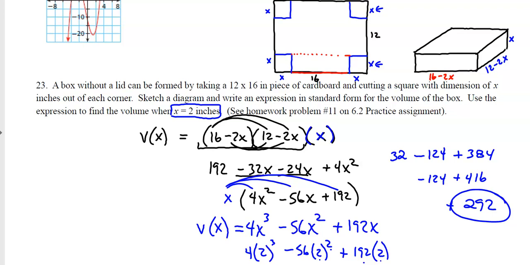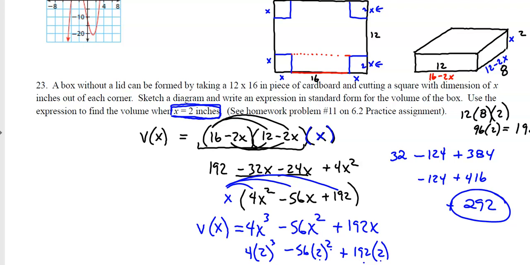I don't know, maybe my answer key's wrong. Let me just double check something though. If I just go back and call x as 2 inches, taking away 2 and taking away 2, that means I'm taking away 4. So this side is really 8. And if I take away 4 from the other side, this is going to be 12. And the height is 2, so I'm really going to have 12 times 8 times 2, which is 96 times 2, which should be 192.